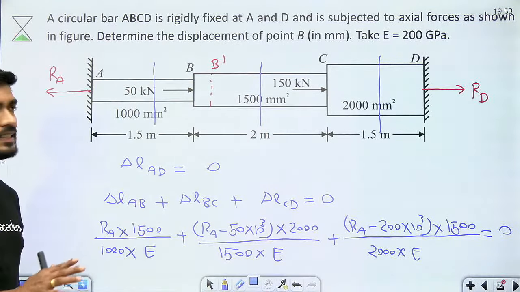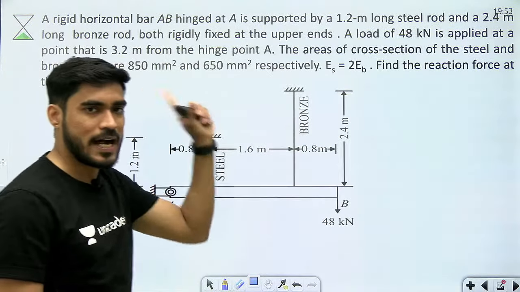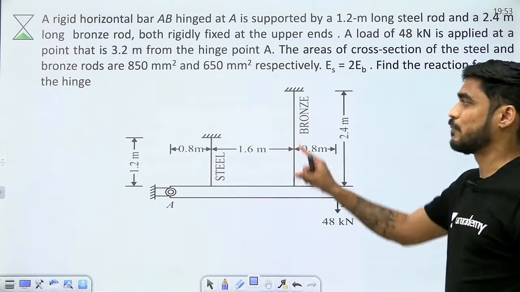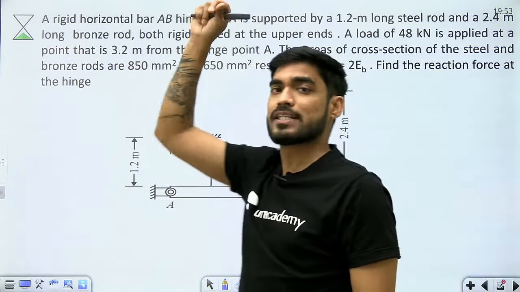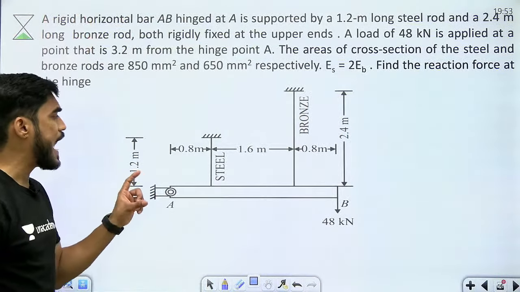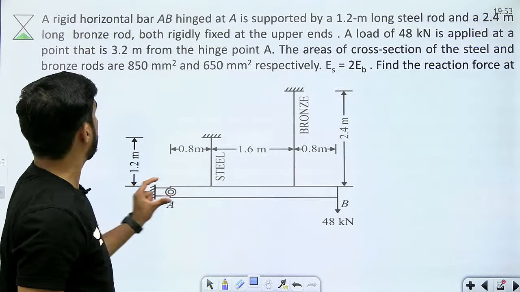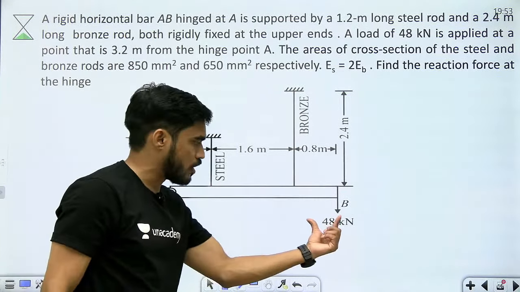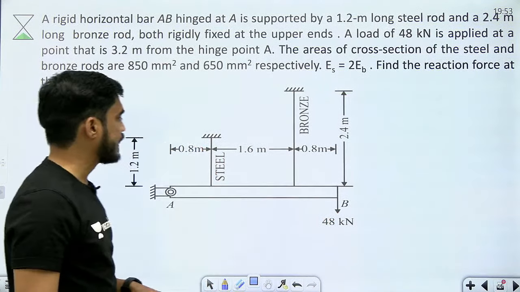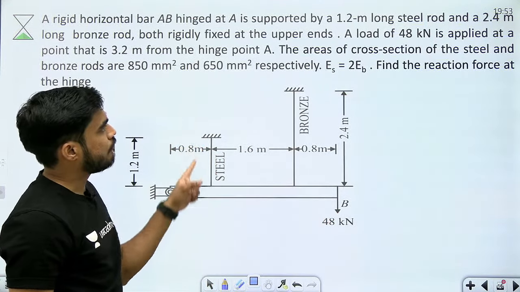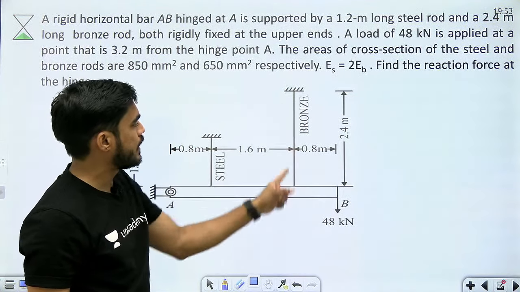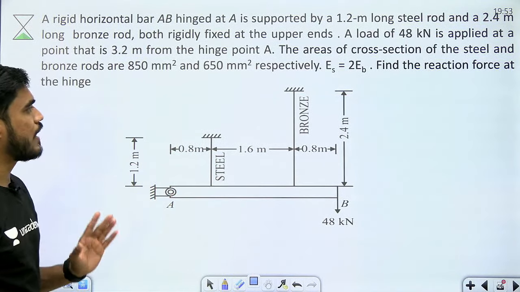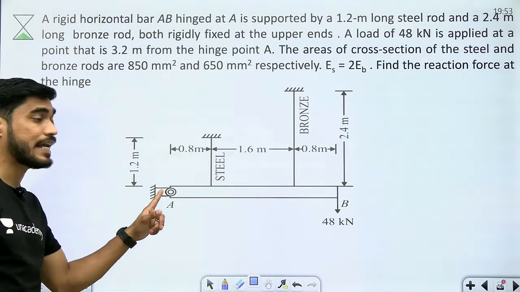Okay, so this question is clear. Now I told you to attempt this question also. Now this is also a statically indeterminate problem. So let's see how we can solve this problem. We have a rigid beam AB which is hinged at A and subjected to a force of 48 kilonewton at B, and it is supported by a steel rod and a bronze rod at this point and this point. And we need to find the reaction force at the hinge.